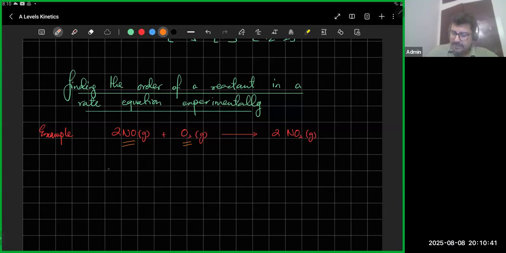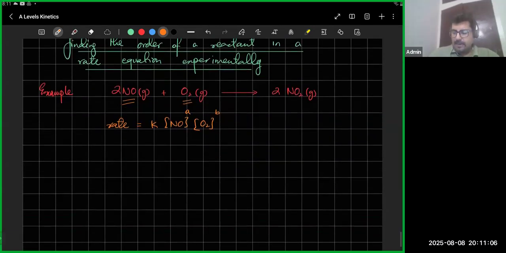Now, your rate equation would be that the rate would depend on the concentration of NO, and it will be dependent on the concentration of O2. And you have no idea what the order is. So I'm just going to write A and B. And if I want to get rid of the proportionality, I'm going to introduce a rate constant, which is going to be K. So this is my rate equation.